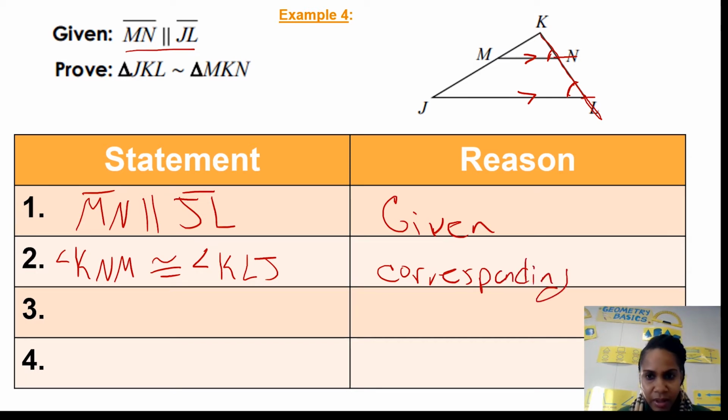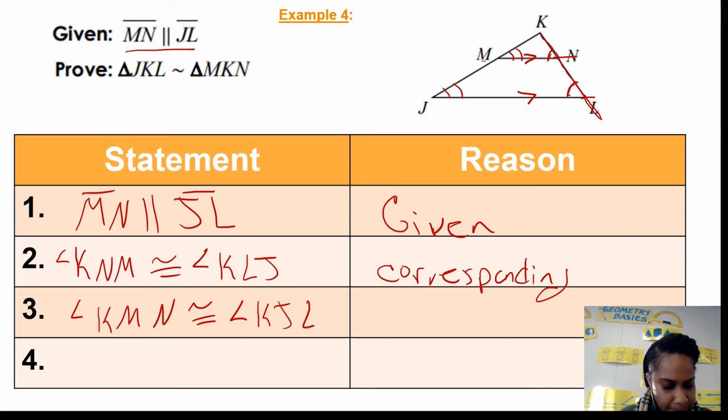And then we could also conclude that angle KMN is congruent to angle KJL because again these two lines are parallel, so angle KMN is congruent to angle KJL. And again, those are corresponding angles as well.